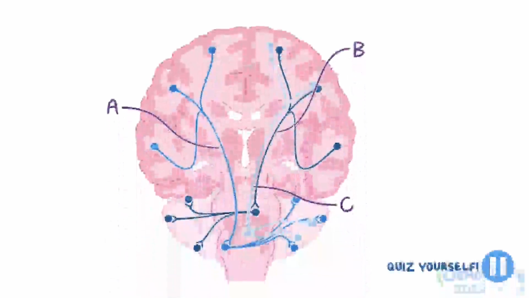Okay, now that was a lot to take in. Let's take a quick quiz and see if you can identify the afferent tongue twisters, pathways, from the brain to the cerebellum on this image.